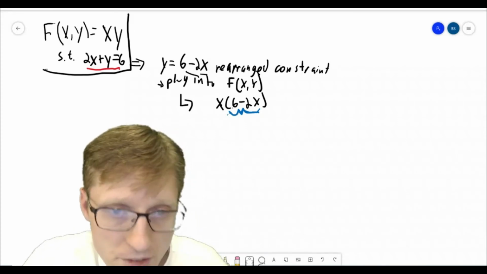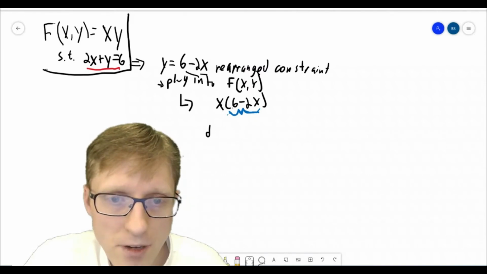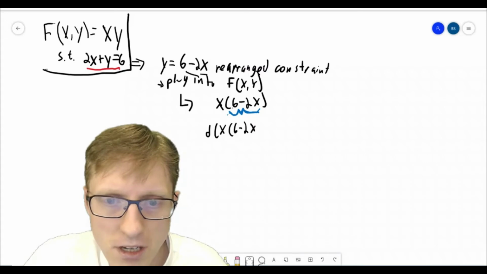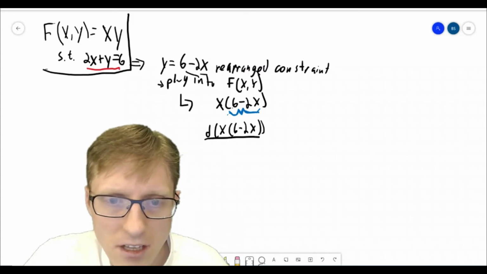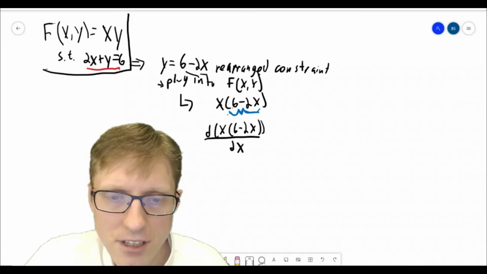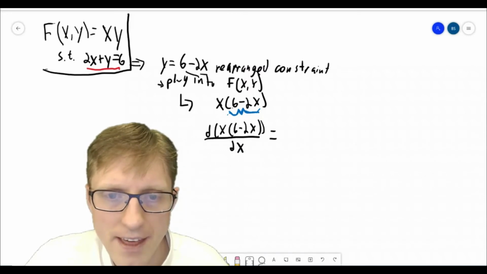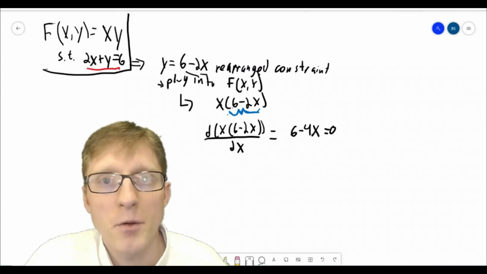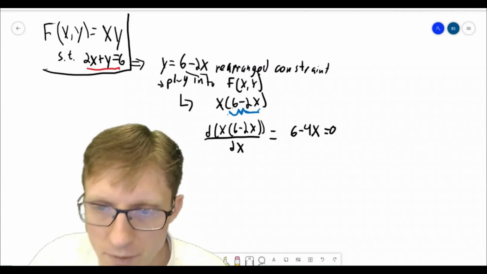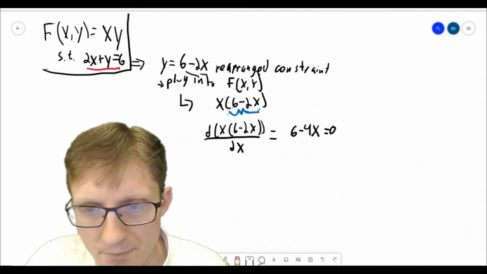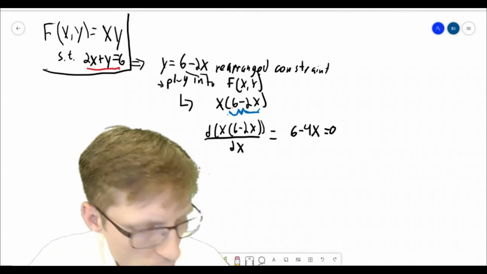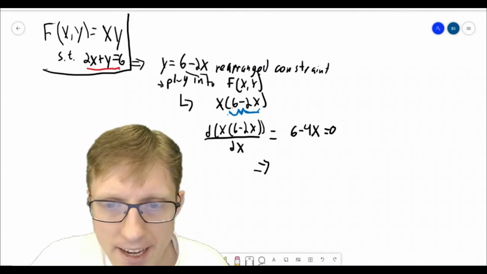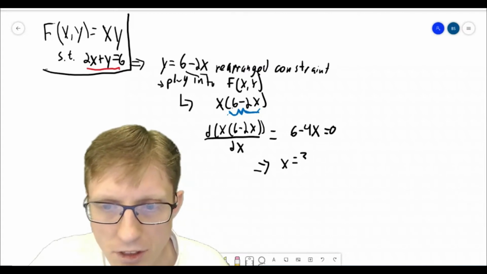So then all we do is take the derivative. We're going to take the derivative of this whole function, x times (6 minus 2x), with respect to x. And that gives us 6 minus 4x. Again, we always set the derivative equal to 0 when we're solving these problems. If you rearrange this, you would get that x is equal to 3 over 2.